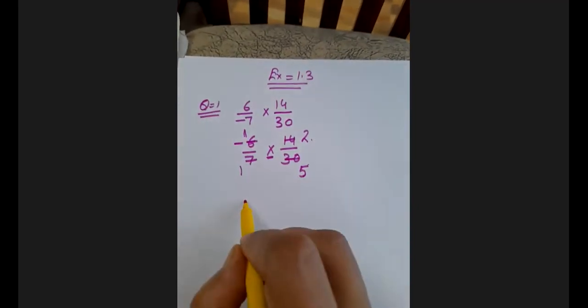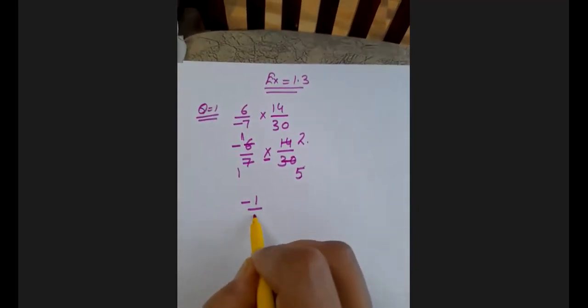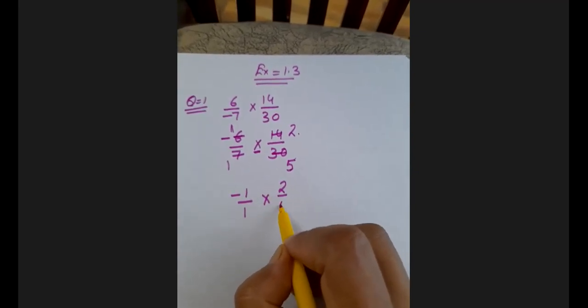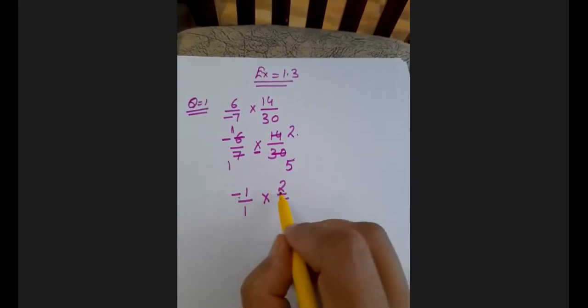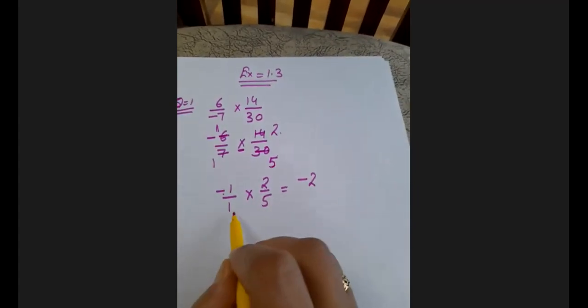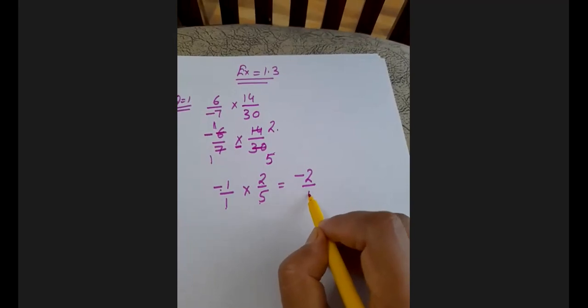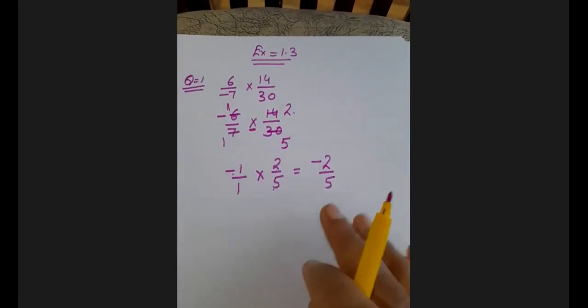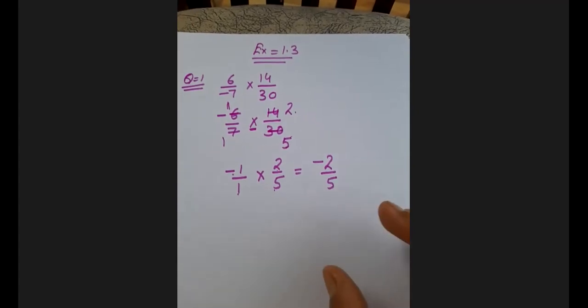Now students, we have minus 1 upon 1 multiply 2 upon 5. Now minus 1 multiplied by 2 is minus 2, and 1 multiplied by 5 is 5. So students, here your answer is minus 2 upon 5.